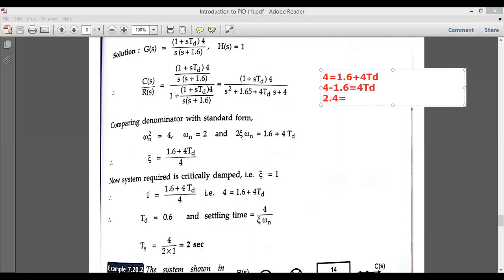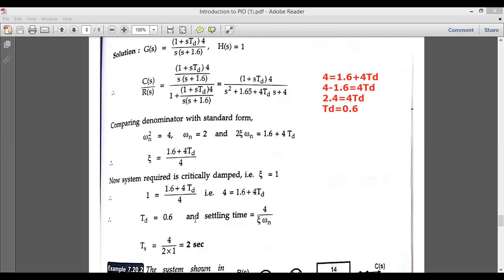is equal to 4 into TD. So what is TD now? TD is equal to 2.4 divided by 4. So TD is equal to 0.6. TD is equal to how much? 0.6. Because the question asked to determine the value of TD, therefore TD is equal to 0.6.